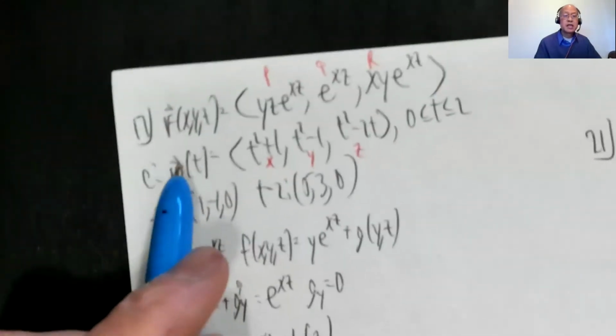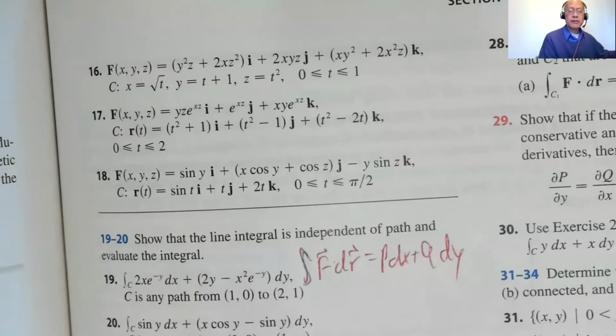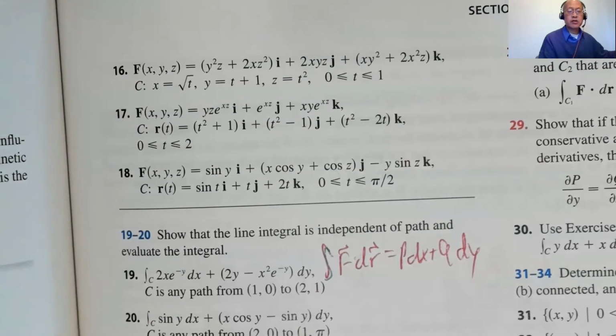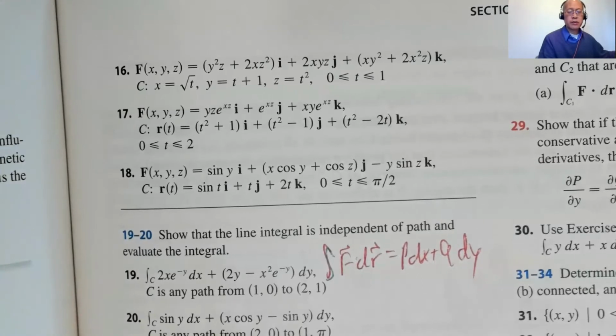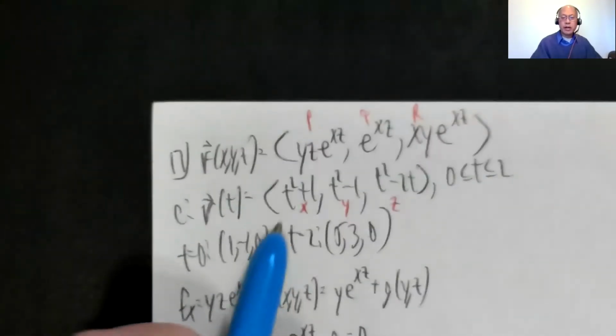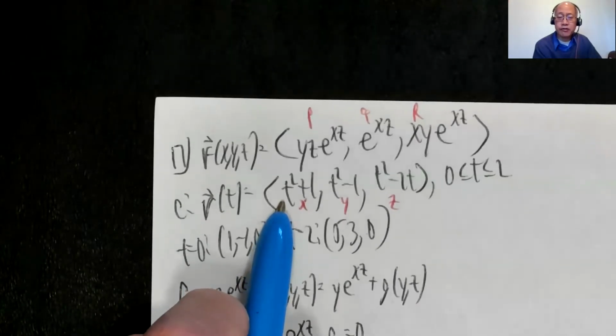Okay, 17. Now 17, they already told us that you have a conservative vector field. We don't know how to determine it yet, but they're telling you it's conservative, so we can go right to it. So I need my starting point. I don't really care about the path. We have path independence for a conservative vector field.